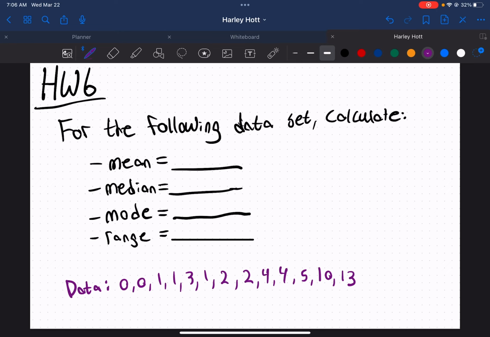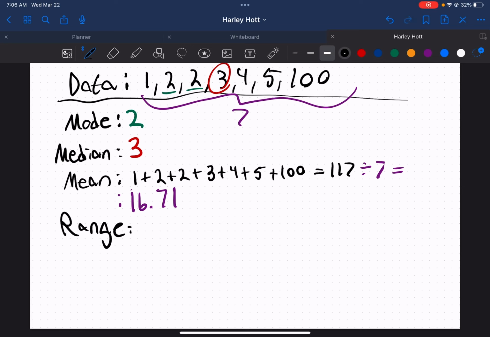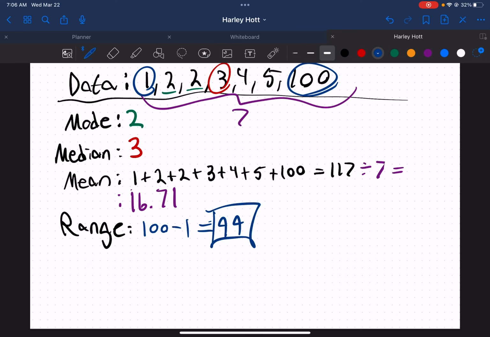Oh, forgot to talk about the range. The last thing that we need to talk about is the range. And the range is pretty easy. Our smallest data point is 1. Our largest data point is 100. How far apart are those two numbers? What is the difference between those two numbers? Well, we can take 100 minus 1. There are 99 numbers between these, so our range is 99. Take the biggest number, subtract the smallest number, that's your range.